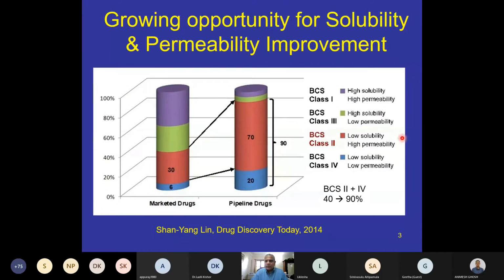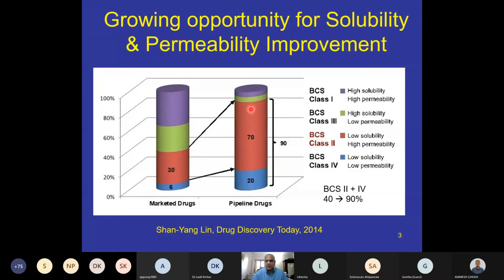The approaches of crystal engineering, co-crystals, polymorphs, salts, eutectics, solid dispersions, and coamorphous solids, can target the BCS class 2 and class 4 drugs, that is, those which have low solubility and either low or high permeability. On the left-hand histogram, you will see that class 2 and class 4, the red plus blue segments of the bar, are less than 40% of the marketed drugs.